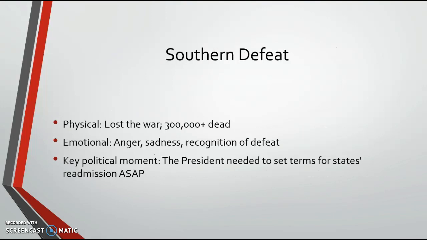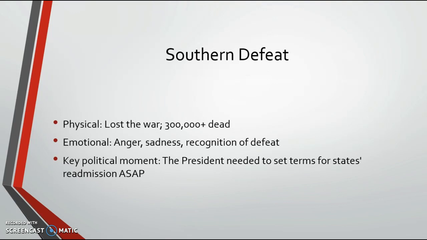Okay, so we have those plans floating around, and a lot of people are recognizing that this is the key political moment because the South has recognized that they were defeated. So they have a physical defeat, they lost the war, they had over 300,000 people die in it. But also a psychological loss, an emotional loss, anger at what the North had taken, sadness at what they had lost. So this was the key moment to go ahead and prevent a resurgence of rebellion. And so the president really needed to lay out specific terms for regaining states' rights. The problem is that Lincoln, when this happens, is now dead.